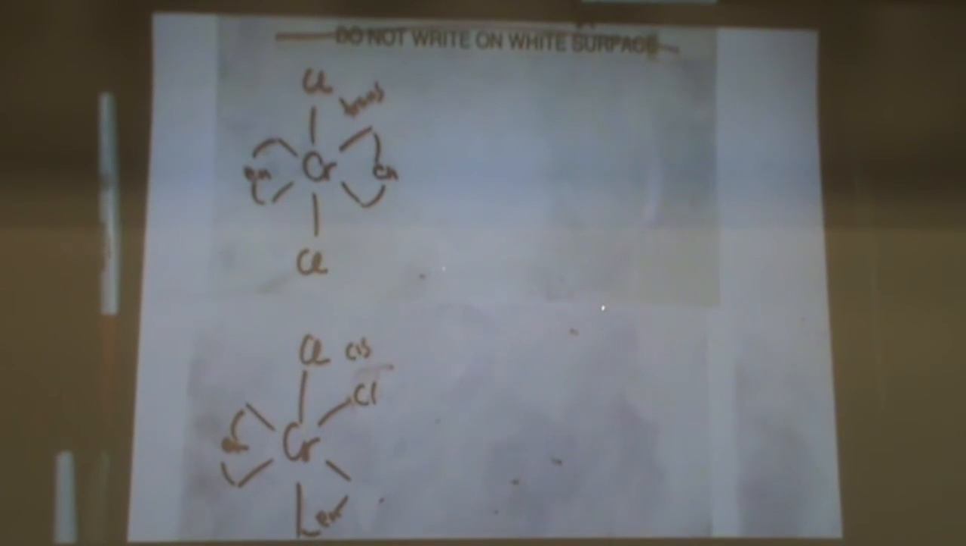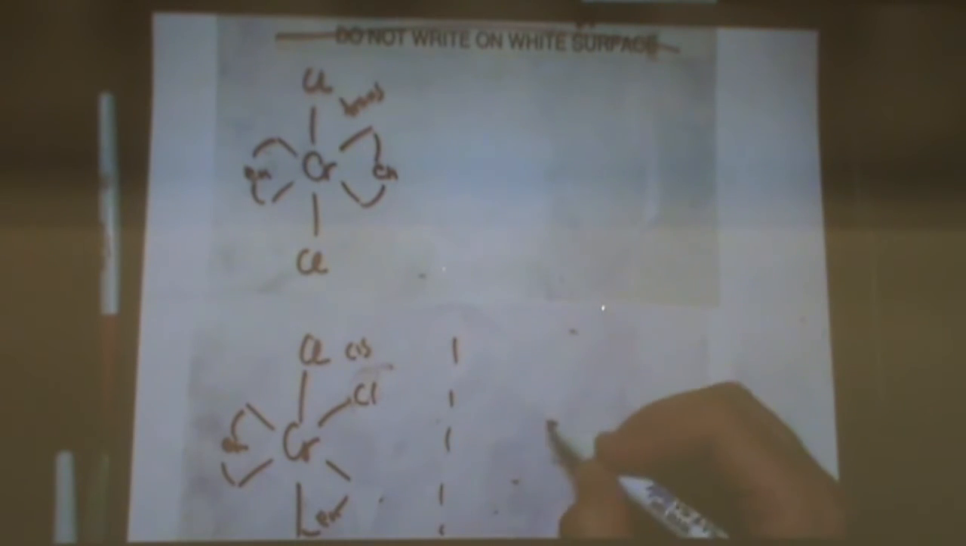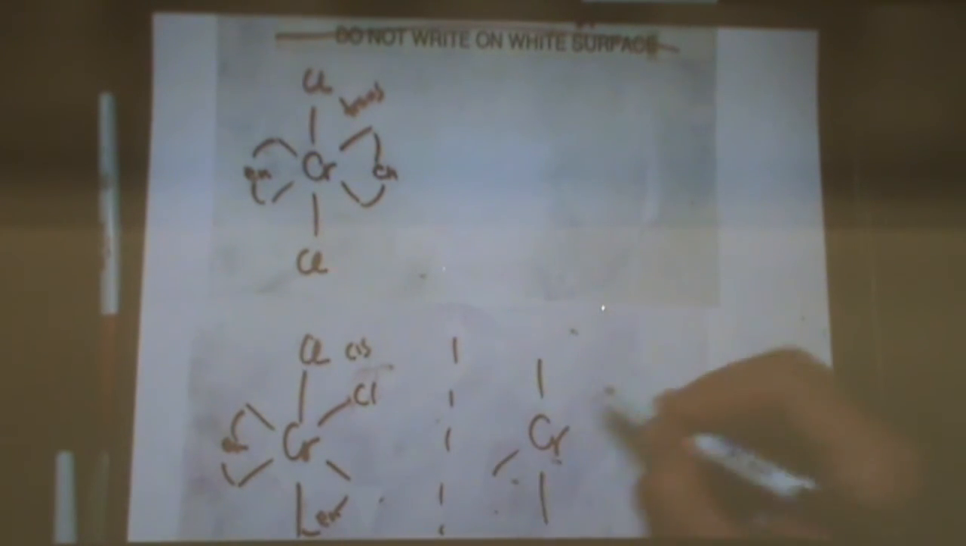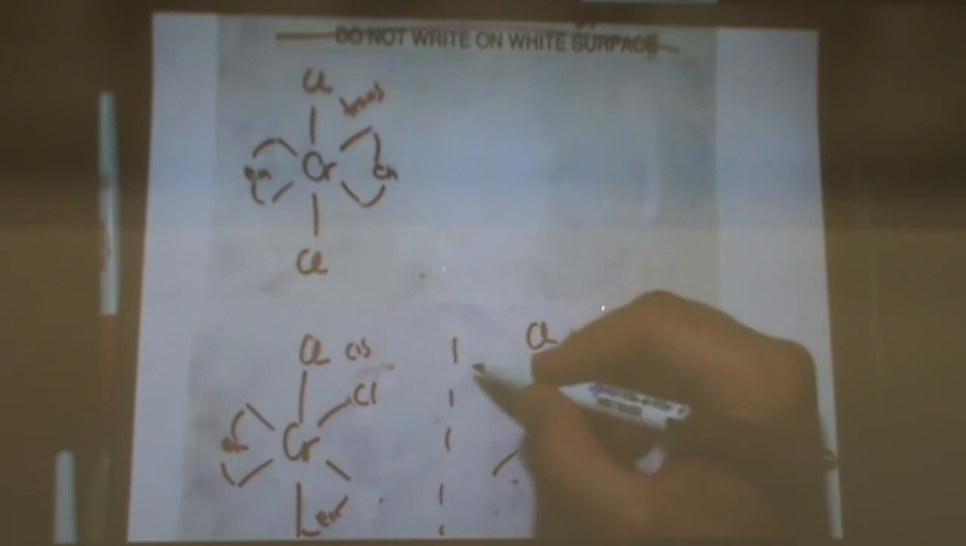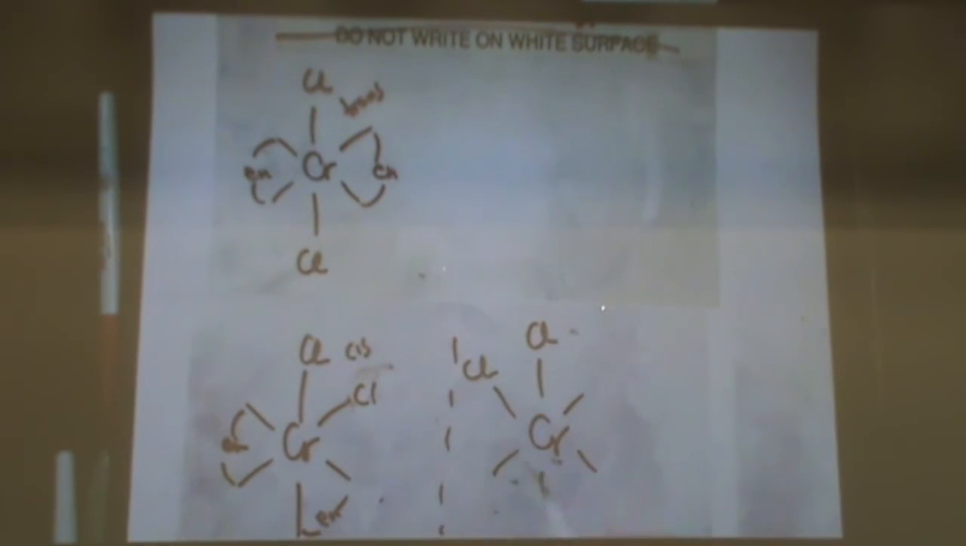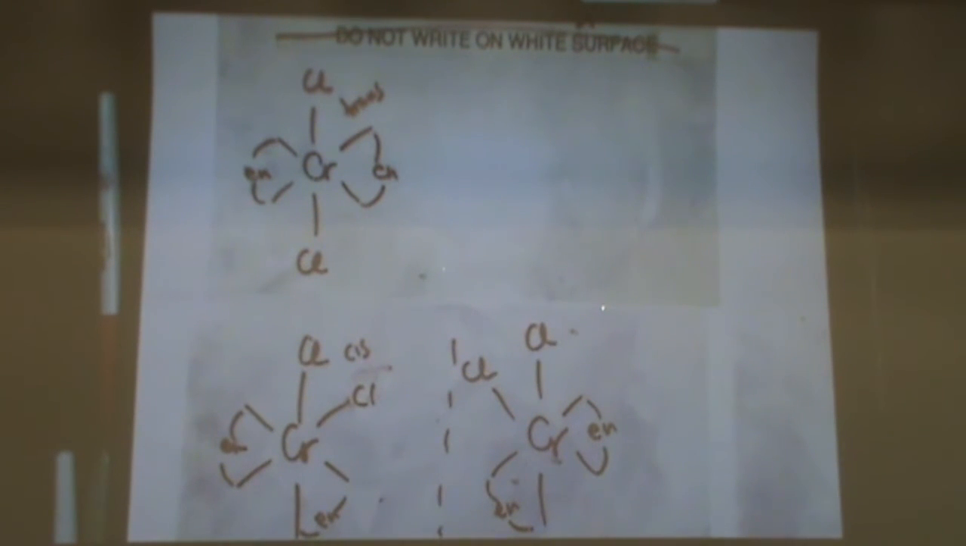The cis can have a mirror image. Okay? Cr, and then I'll get your question after I draw this. Cl, and then Cl. Remember, it has to mirror through here. So then we go from the forward one to the bottom, and then the one in the very back. Okay. So those are enantiomers.